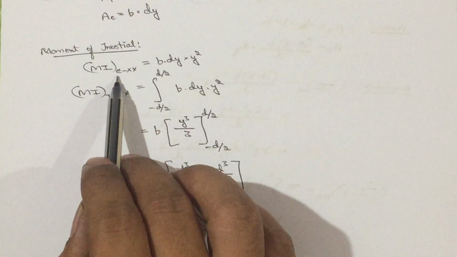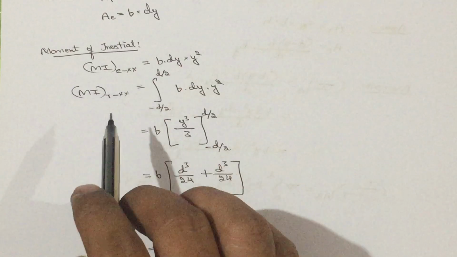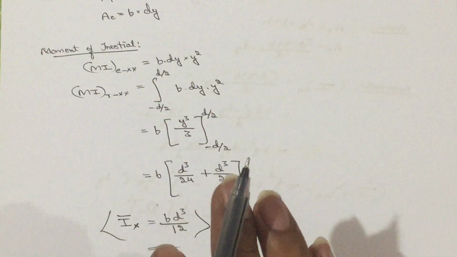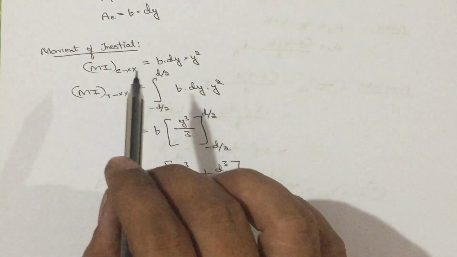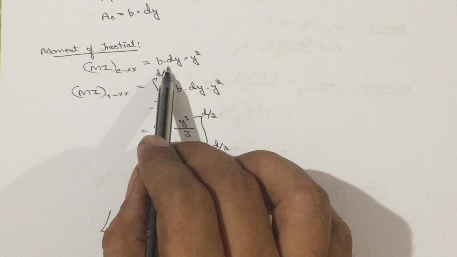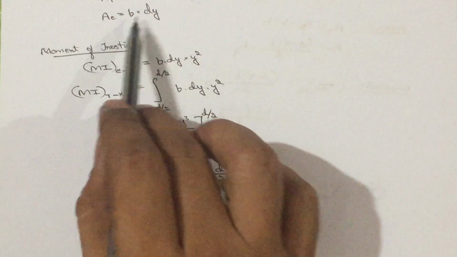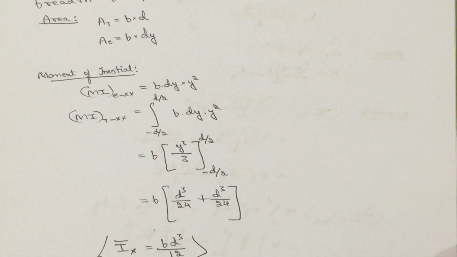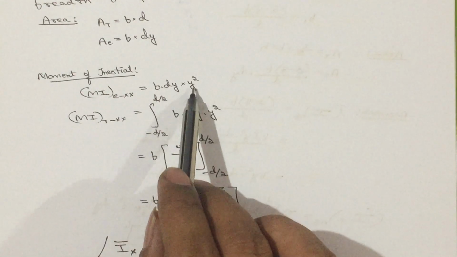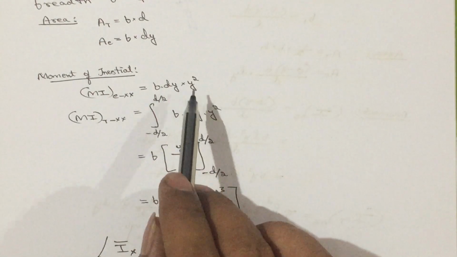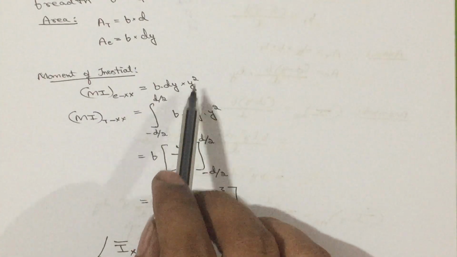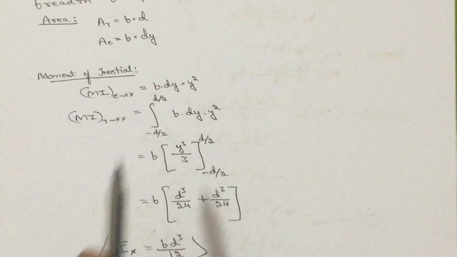Next, we are going to calculate the moment of inertia. The moment of inertia of the elemental strip about the xx axis is given by, we know that moment of inertia is nothing but area multiplied by distance square. We are talking about the element. The area of the element is b into dy, multiplied by distance square. From the element to the x axis, the distance is y, as we see in the figure. So, it will become y square.